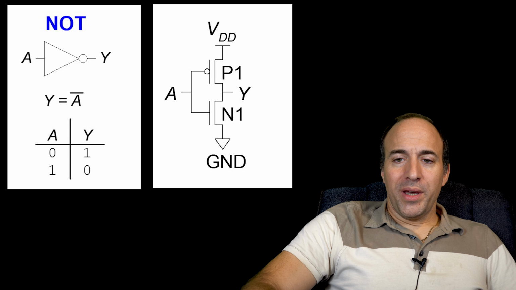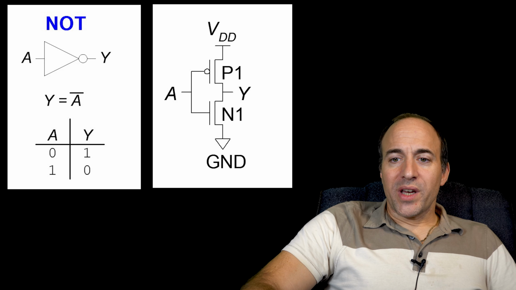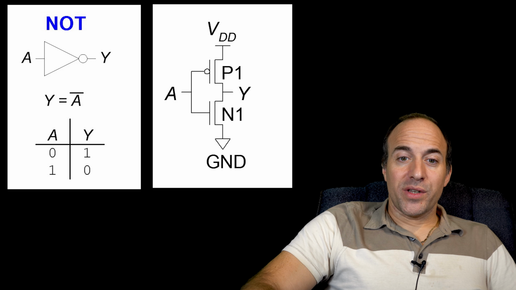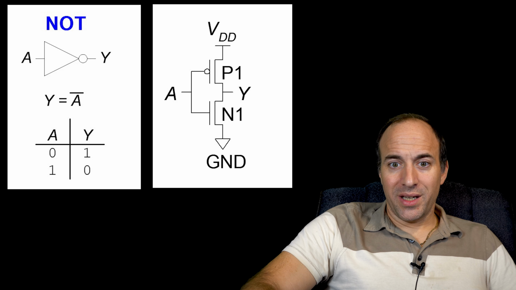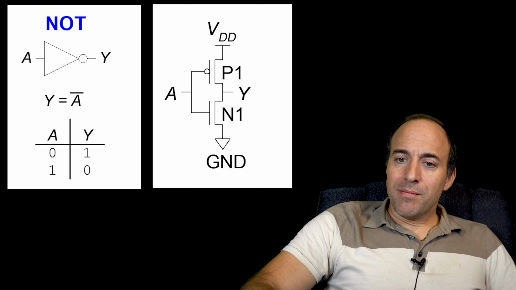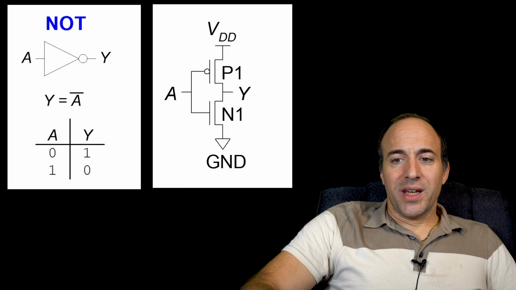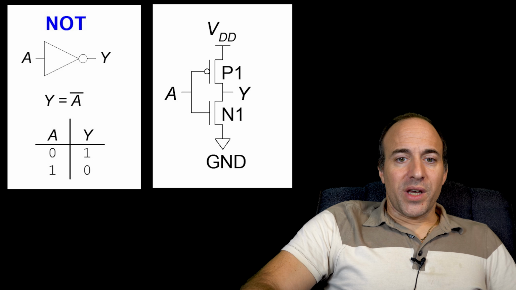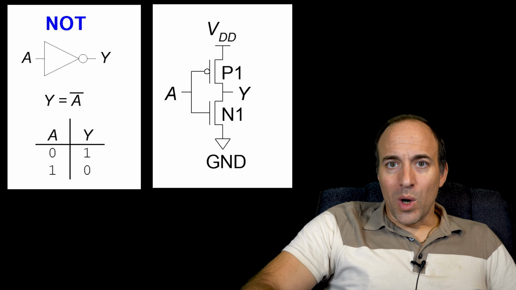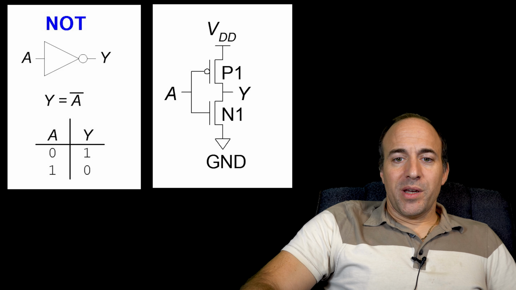The PFET has one side connected to VDD and the other side connected to the output pin, which is Y, while the NMOS, the NFET, has one side connected to ground and the other side connected to the output Y. Now, you might see a potential problem here.